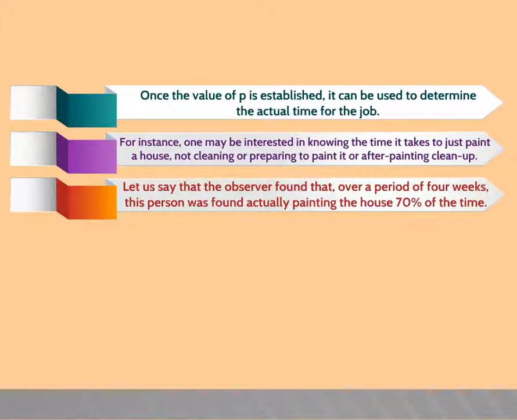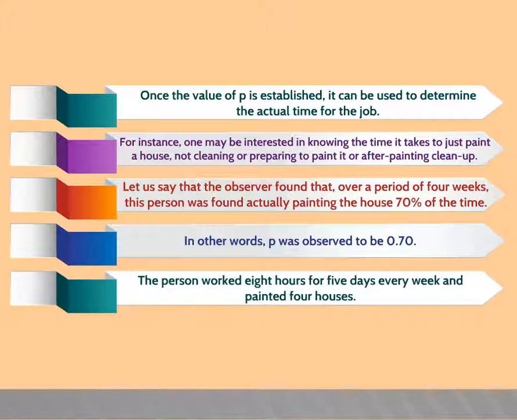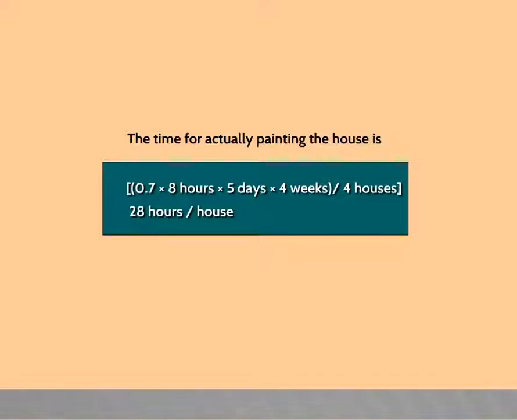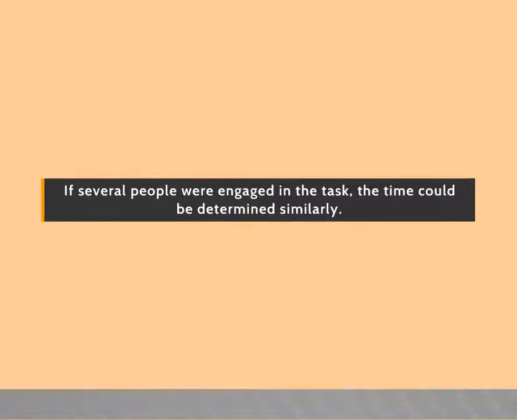Let us say that the observer found that over a period of 4 weeks, this person was found actually painting the house 70% of the time. In other words, P was observed to be 0.70. The person worked 8 hours for 5 days every week and painted 4 houses. The time for actually painting the house is 0.7 times 8 hours times 5 days times 4 weeks per 4 houses, 28 hours per house. If several people were engaged in the task, the time could be determined similarly.